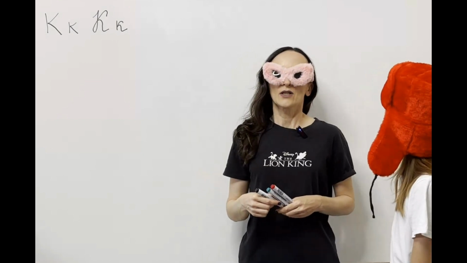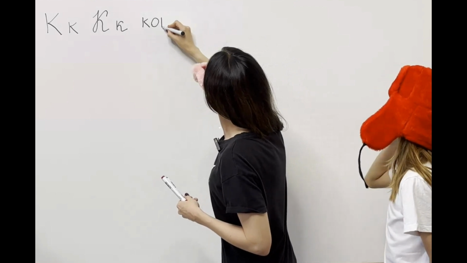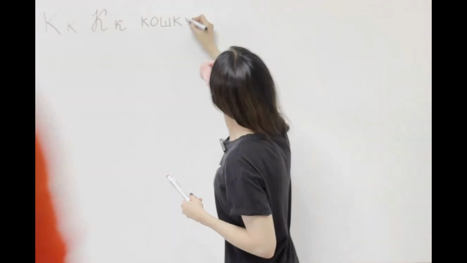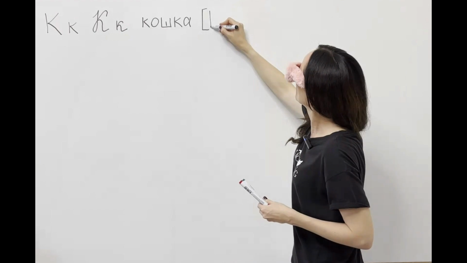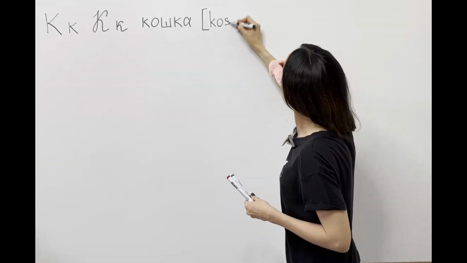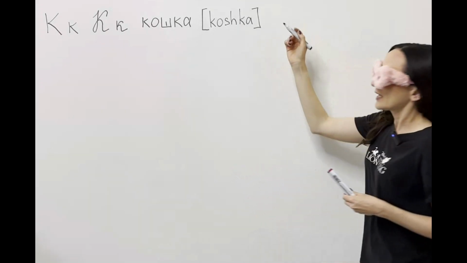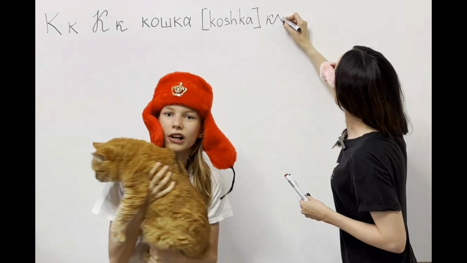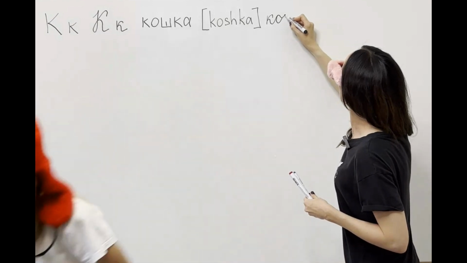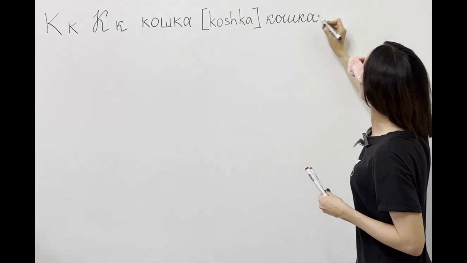The word where we have it at the beginning is кошка. Кошка is a cat. The transcription, кошка. And this is the cursive form. Okay, I'm gonna write it in cursive. Кошка.